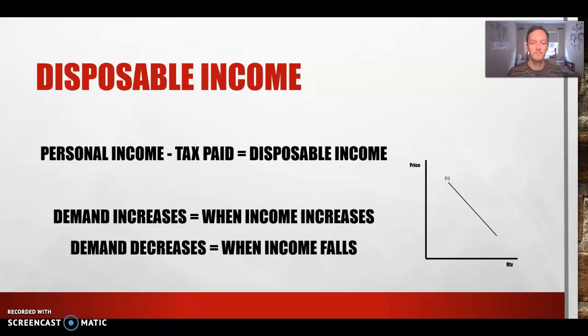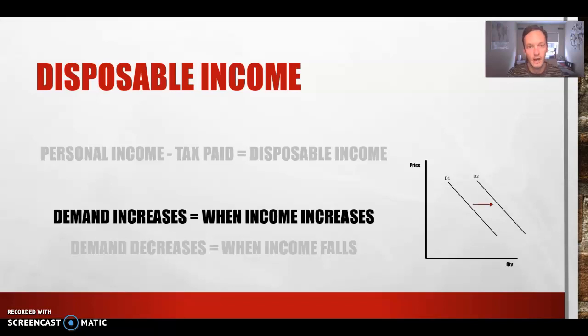Demand will increase across most markets when income increases. That kind of makes sense. If we have more money, we generally spend it. So what I want you to think about is, when there is an increase in disposable income, what's going to happen to the demand curve? Is it going to shift to the right or the left? The answer is to the right. The demand for goods and services is going to increase at every price level.